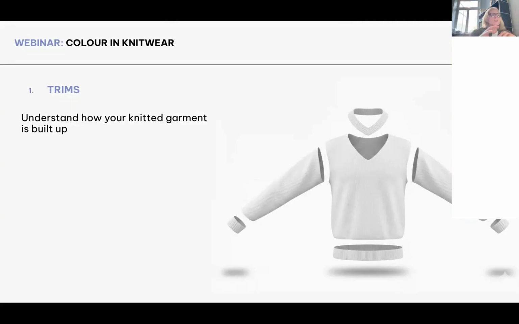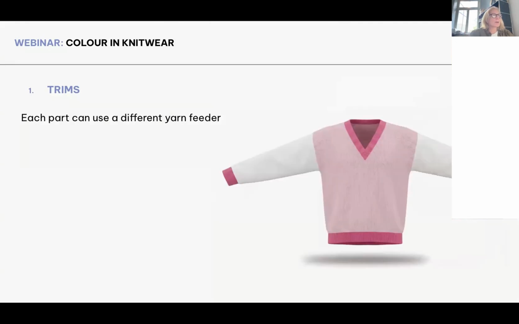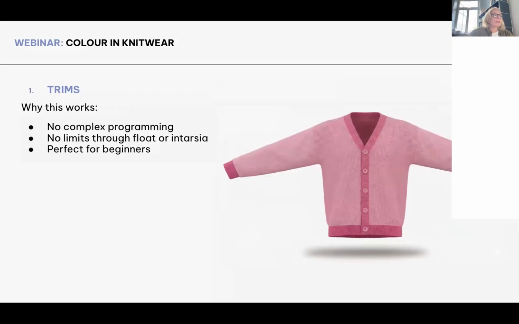So each part, which you see here, can be used for different color settings that you can play around with easily. So use different colors for the sleeves and for the trims, for the collar and for your main part. And you get a very easy approach to use color.